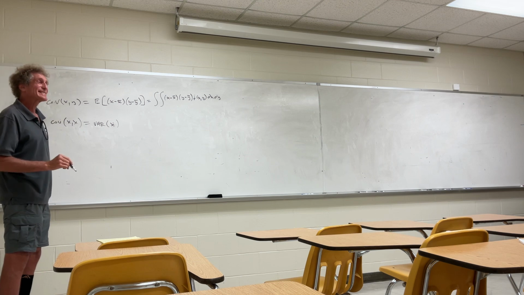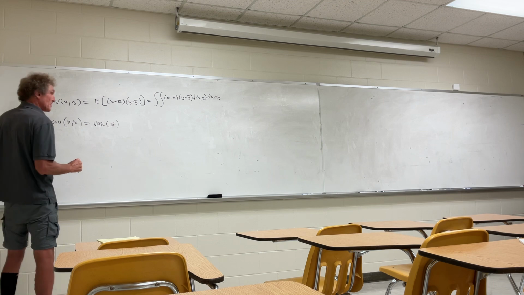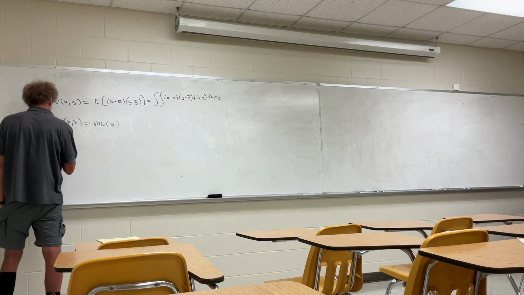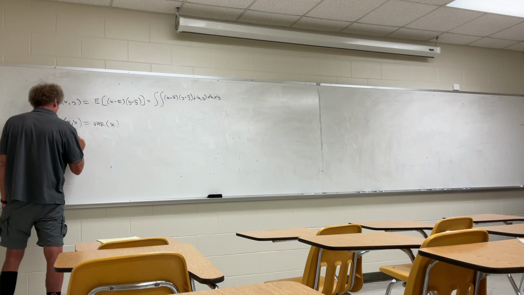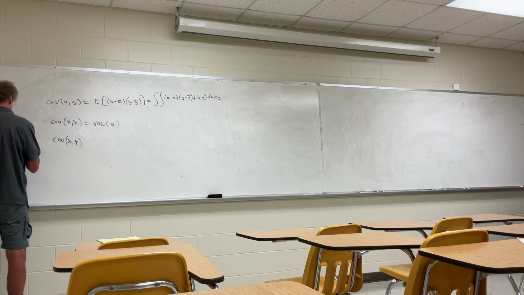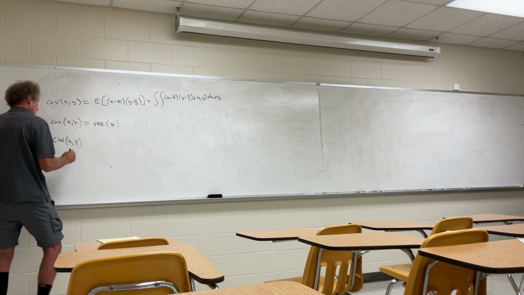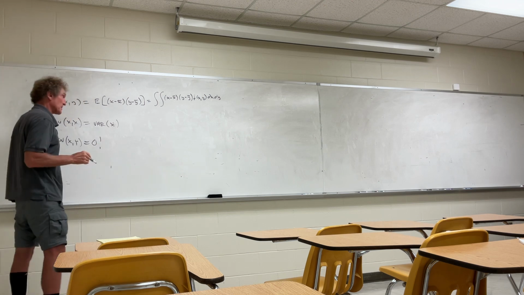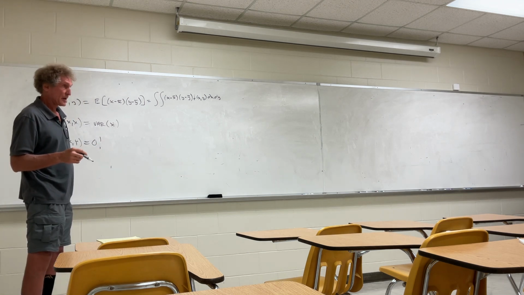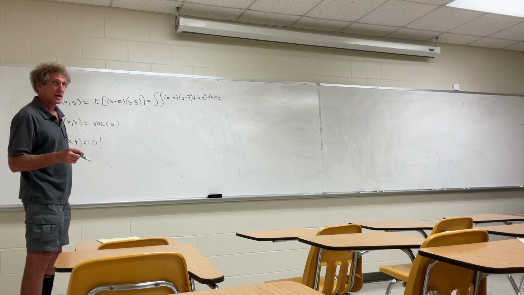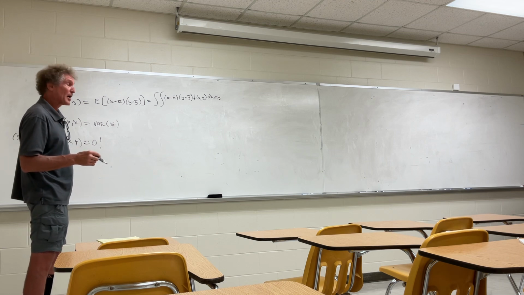If they are statistically independent, then the covariance of x comma y is 0. It will be that, all right? If they're statistically independent, do you know how to prove that, by the way?